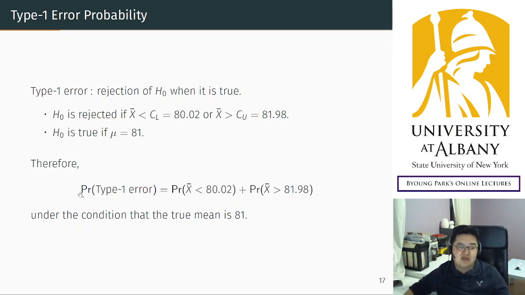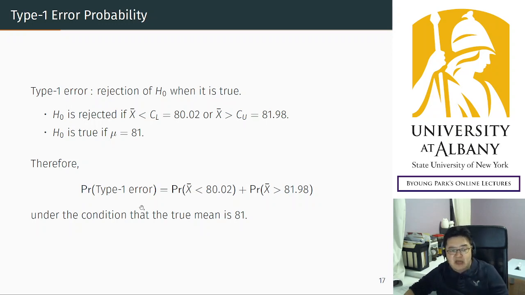You can calculate it this way. Type 1 error is this probability: the probability of the average being too small, or the probability of the average being too large. Exactly, this is the probability of rejection. And of course, you know the distribution of X bar, so calculating this probability is possible.